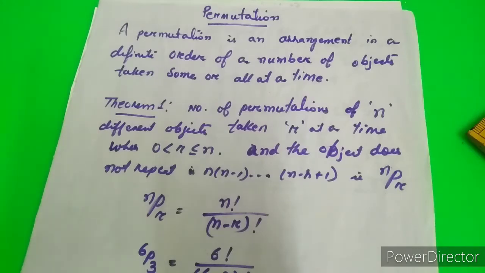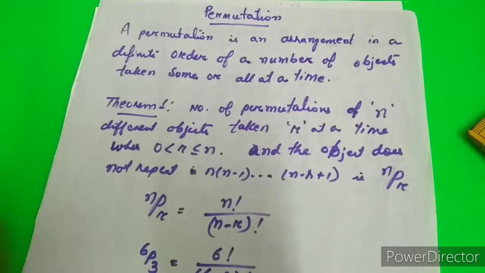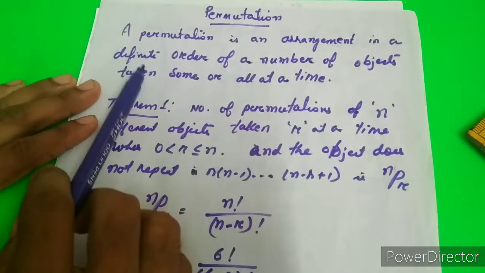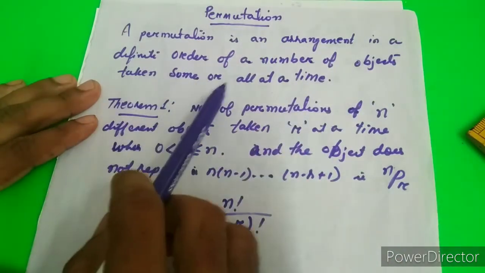Today we are going to discuss the word permutations: what permutation is, why we use it, and how combinations can be done, that is, how we can arrange it. A permutation is an arrangement in a definite order of a number of objects taken some or all at a time.